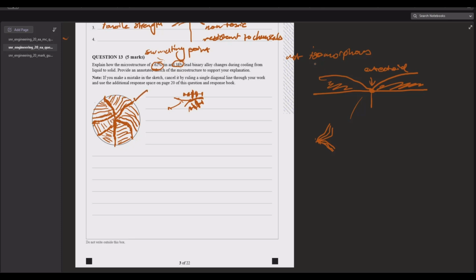But we get a point there for the lamellar structure that we've drawn. My bad, I did not do any annotations. So let's do grain boundary. And this is going to be 62% tin, 38% lead, and that's going to be another point for that. Don't forget your annotations. Now let's move this out of the way so we can do an explanation.